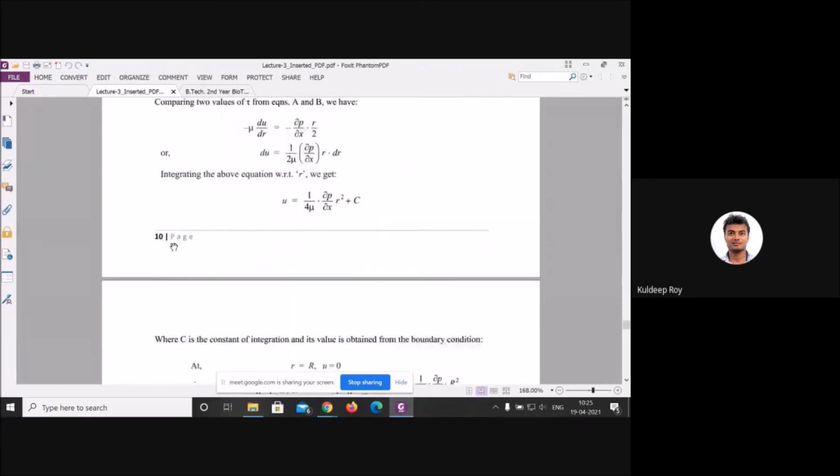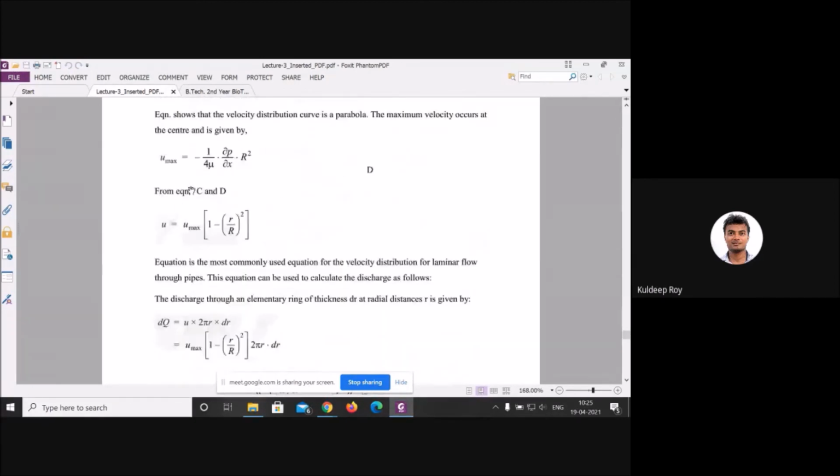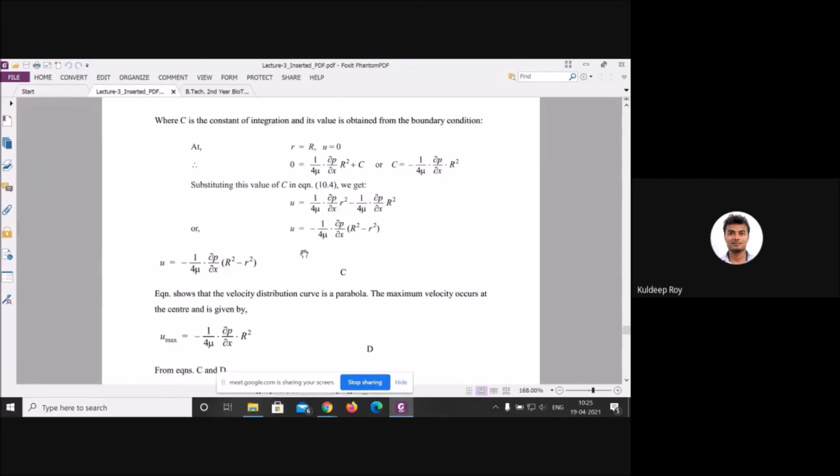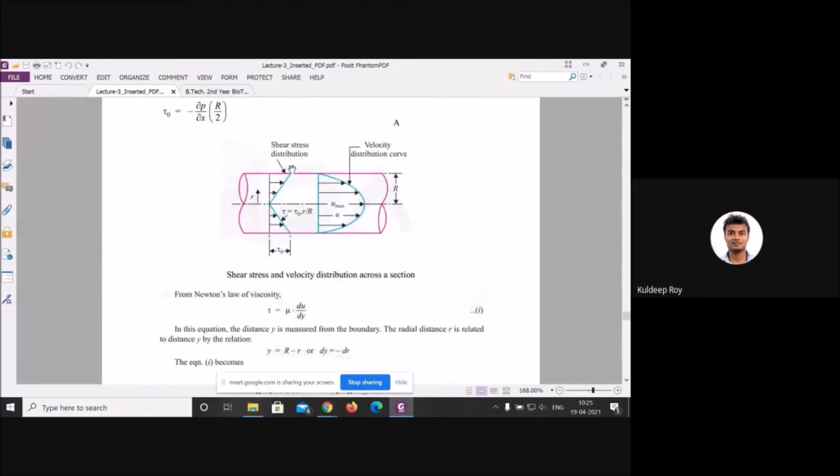Now you have proved today that velocity at the center is very high. This is the maximum velocity at the center, and it shows the parabolic term. But in the case of stress, it is not a parabola. Just keep this in mind. The stress shows straight line behavior, while the velocity is parabolic.